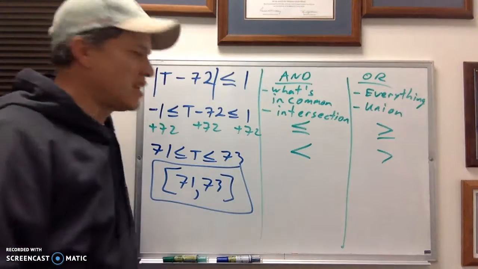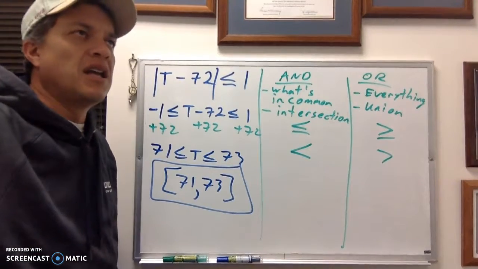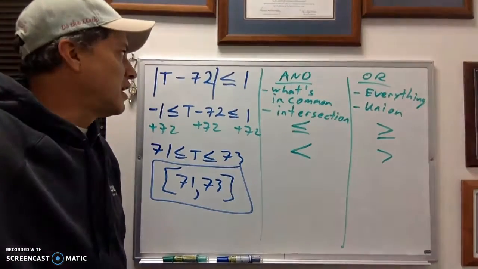But that hopefully will give you an idea about how to do a compound inequality as an absolute value inequality with an and.